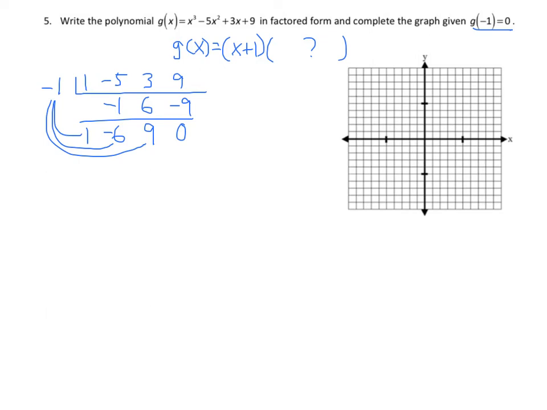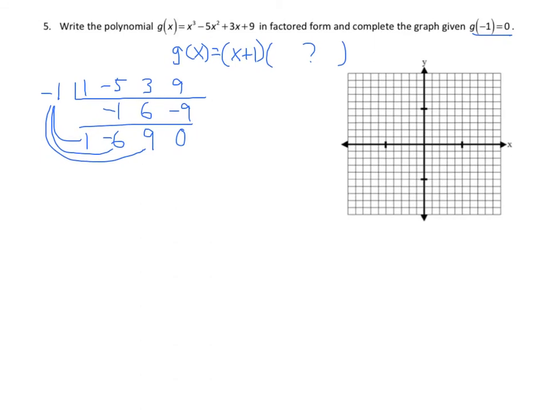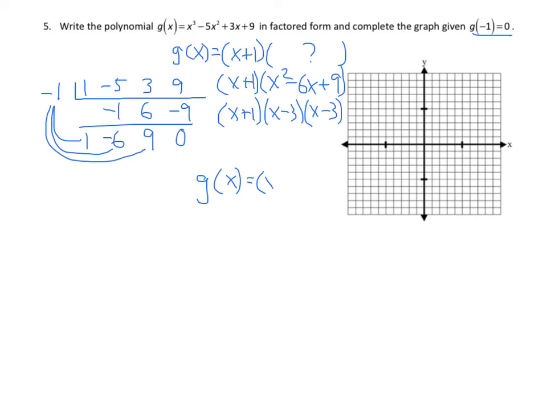And I get g of x equals x plus 1 times x squared minus 6x plus 9. And then I can factor that a little more. This is x plus 1 times x minus 3 times x minus 3. So in factored form, g of x is going to be x plus 1 times x minus 3 squared. And now I can tell its zeros. Its zeros are going to be at -1 and +3.